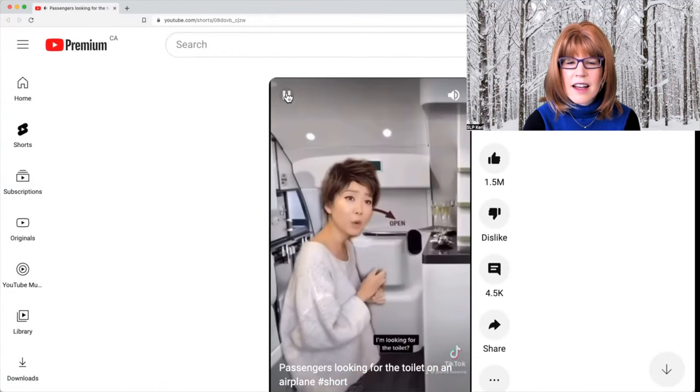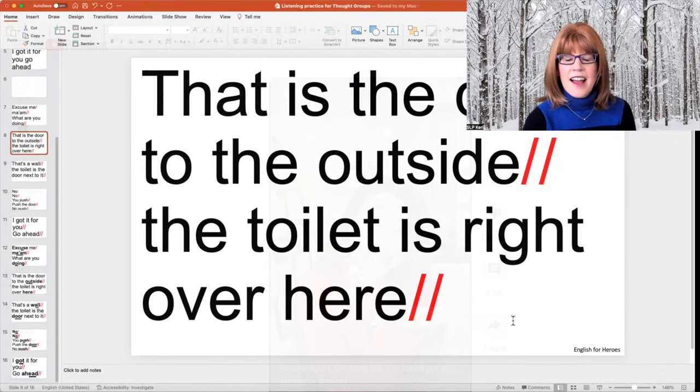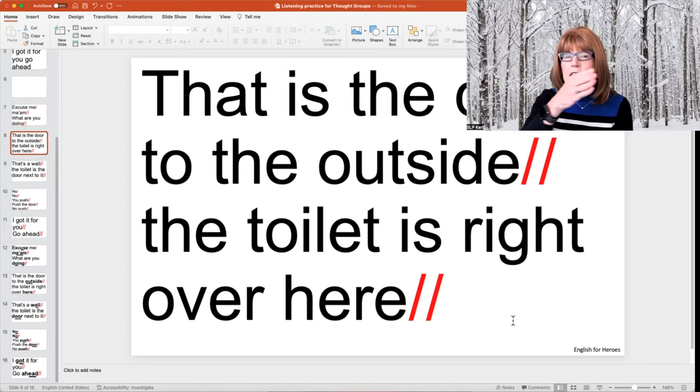I'm looking for the toilet. That is a door to the outside. The toilet is right over here. I found Jeannie's thought groups to be quite lengthy for both of these utterances. So I heard these as long utterances, both of these. So it was like, that is the door to the outside. The toilet is right over here. Did you hear more thought groups than I did?